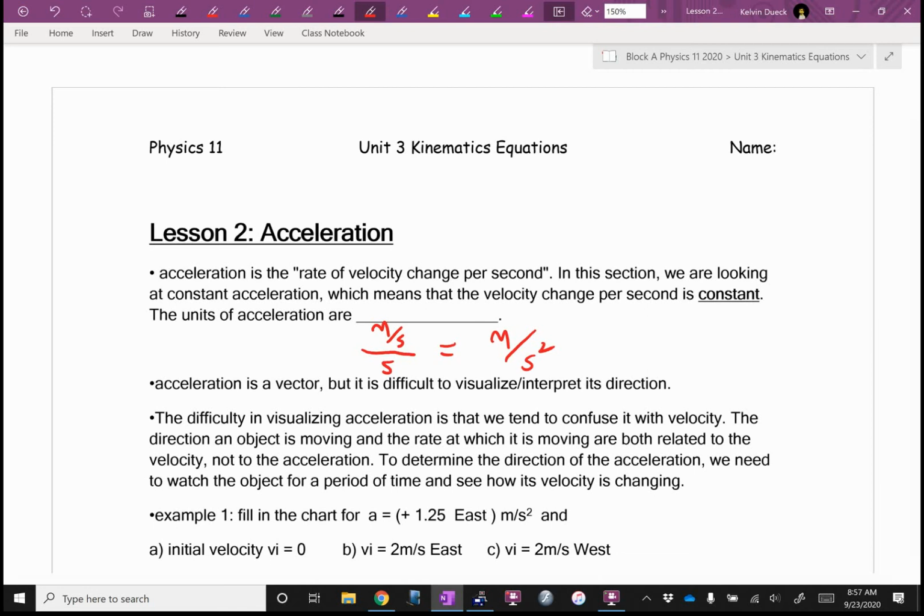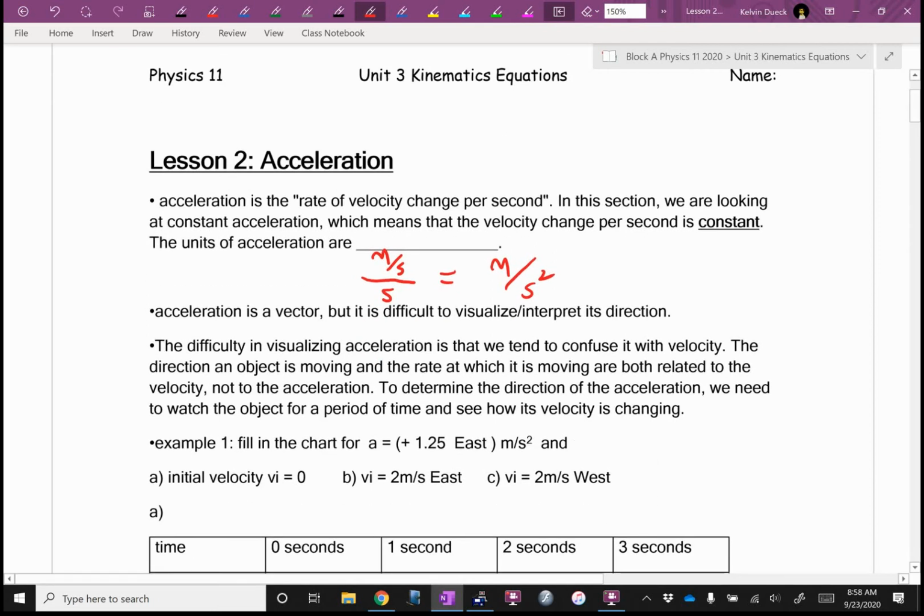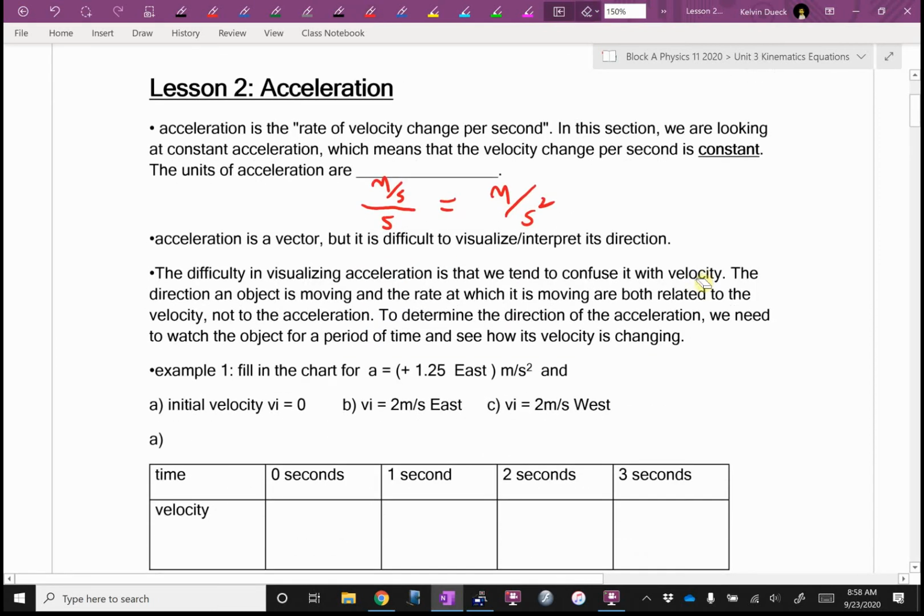Acceleration is a vector. Direction matters because you can be speeding up or slowing down. But it's difficult to visualize or interpret its direction. And part of the reason is we tend to confuse it with velocity. The direction an object is moving and the rate at which it is moving are both related to the velocity, not the acceleration. You can be moving forwards and accelerating backwards. You can be moving backwards and accelerating forwards. You can be moving forwards and not accelerating, moving backwards and not accelerating.